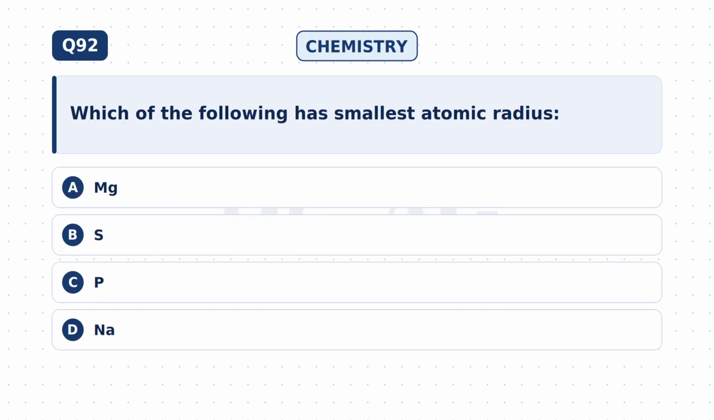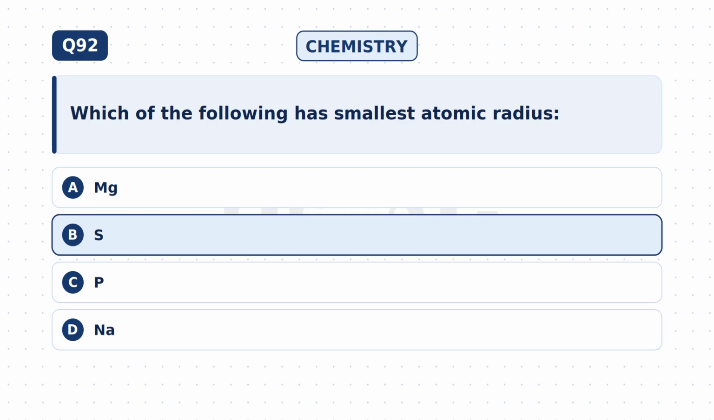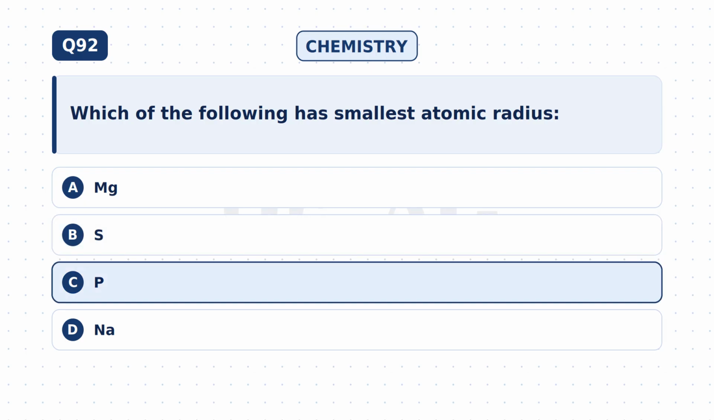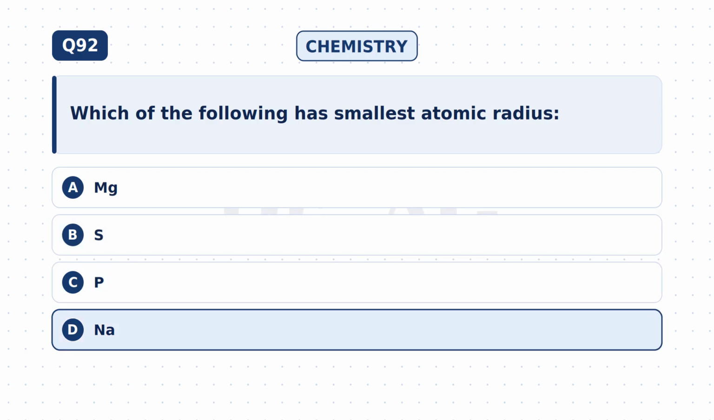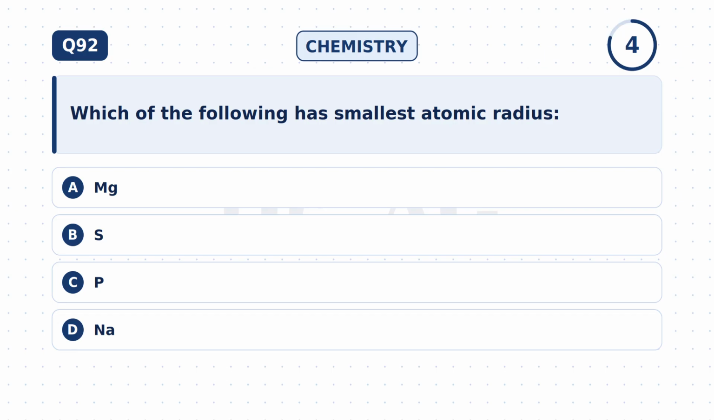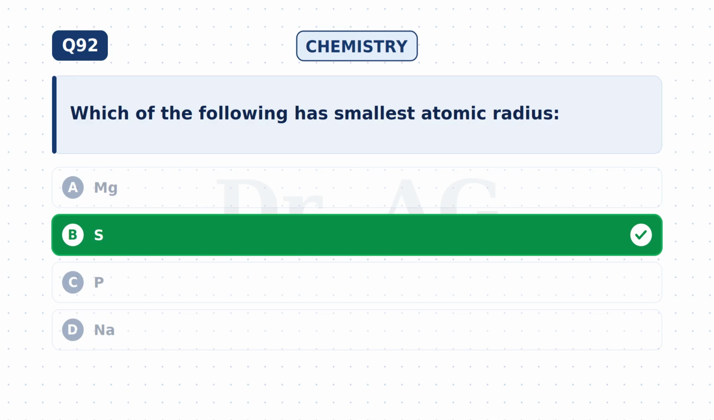Question 92. Which of the following has smallest atomic radius? Option A, Mg. Option B, S. Option C, P. Option D, Na. The correct answer is B, S.